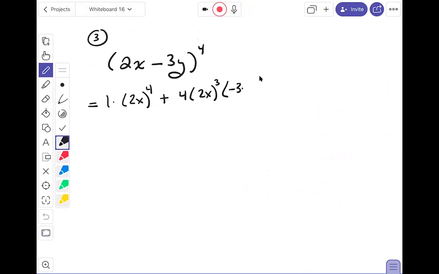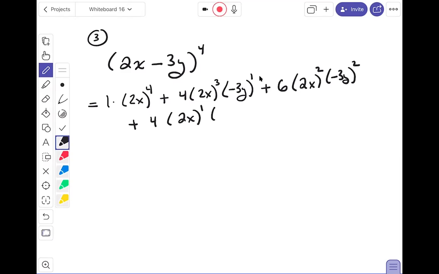Then it's going to be minus 3y, 1. Let's keep going. Plus 6. I'm going back to the triangle to get those, in my head anyway. 2x squared minus 3y squared. I'm going to run out of room here, so I'll put it over here. Plus, let's see, 4, 2x1 minus 3y 3. Oops, that's a 3. Plus 1 minus 3y to the 4.